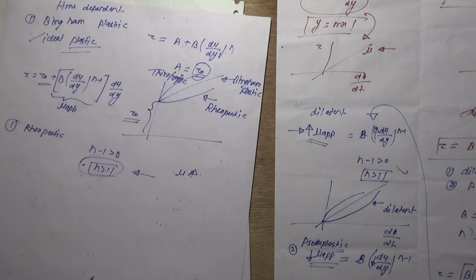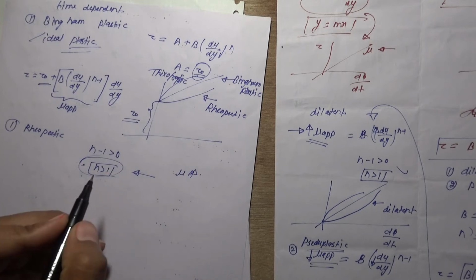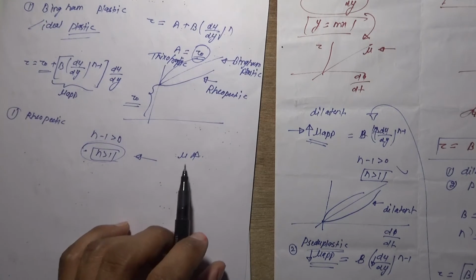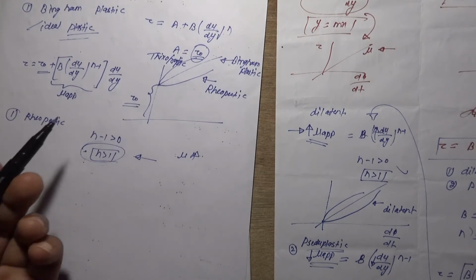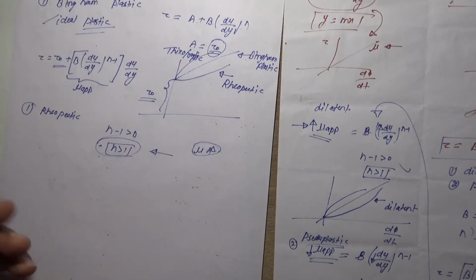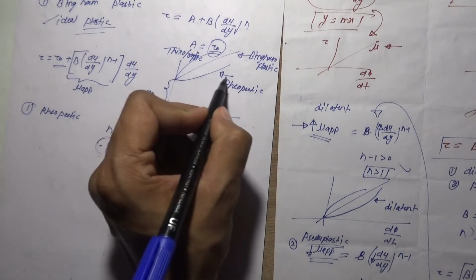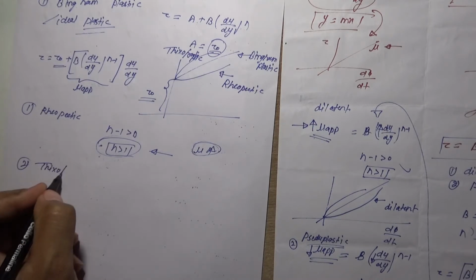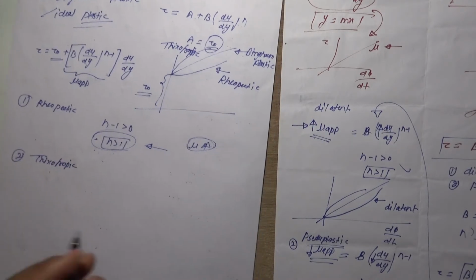The best example of this is printer ink. For the printer ink, we have to squeeze up to some limit. After that, as the rate of deformation increases, the mu will increase. So this is rheopectic, as you can see. Next one is thixotropic. What is the case of thixotropic?